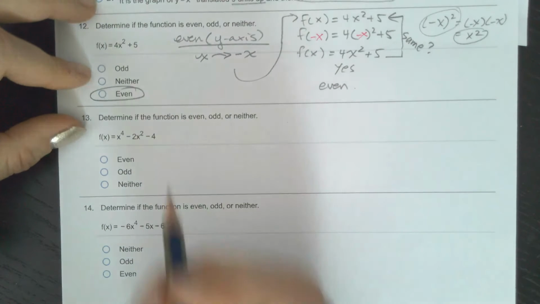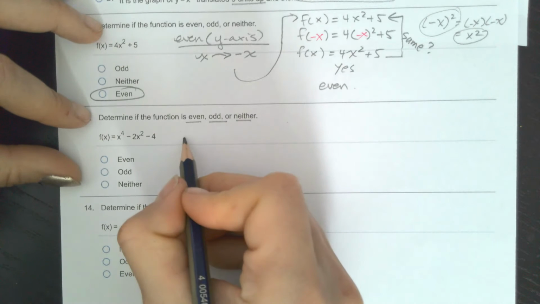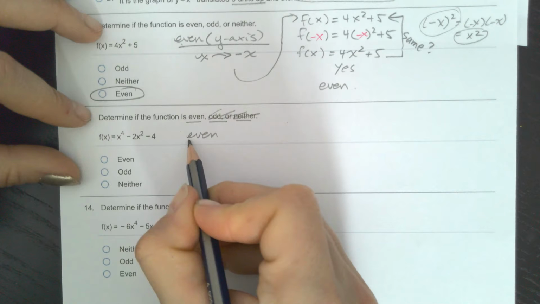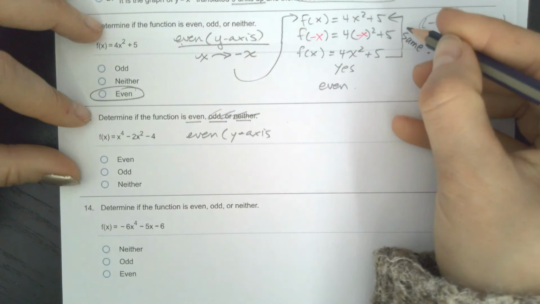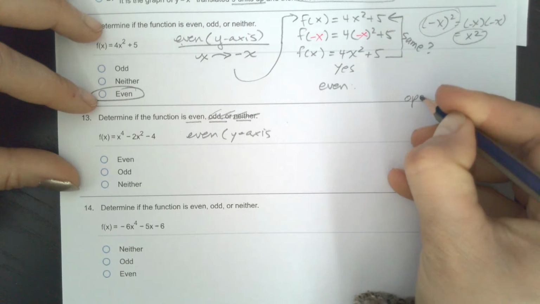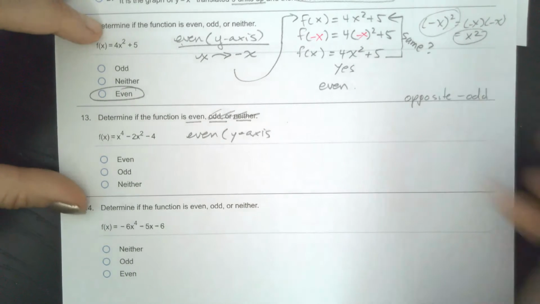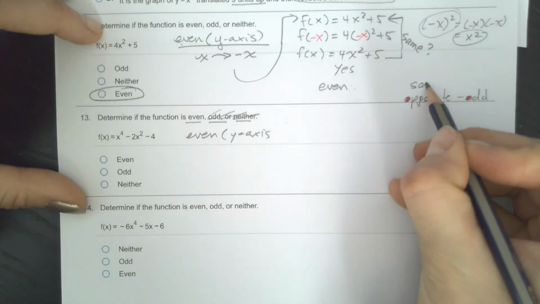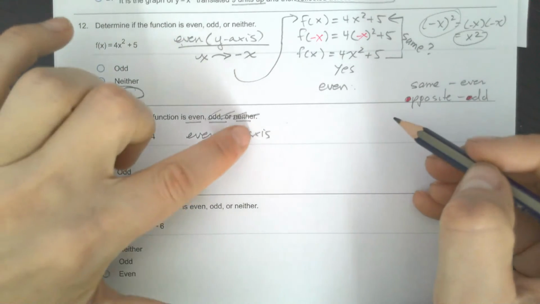Let's do the next one. Is it even, odd, or neither? We always start the same way. We check. We don't care about that. We just say, is it even? So if it's the same, then it's even. If it's exactly the opposite, then we know it's odd. Remember, opposite is odd, same is even. And if it's weird and crazy, then it's neither.